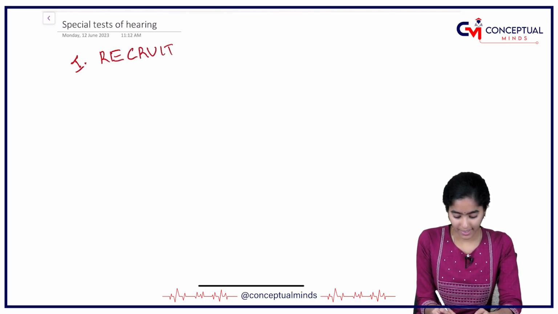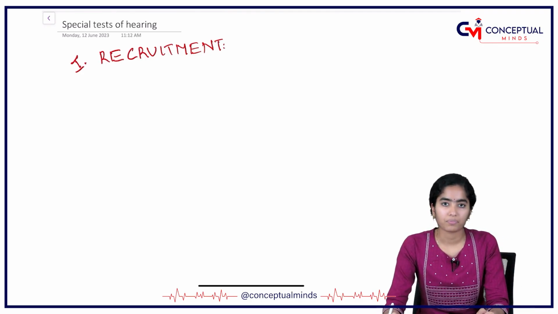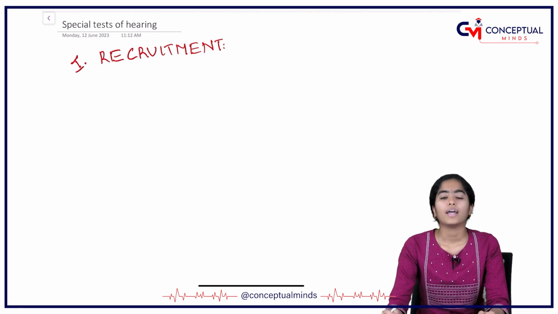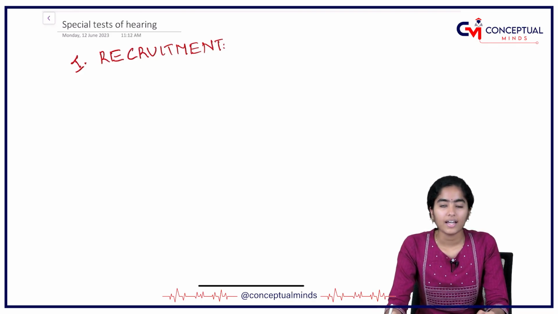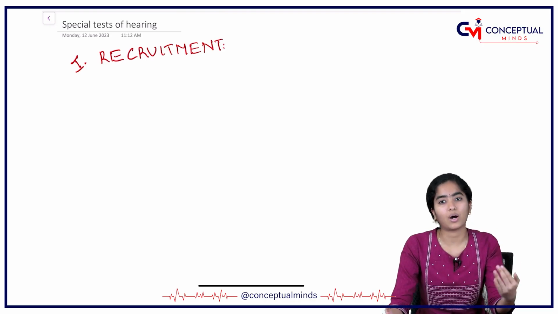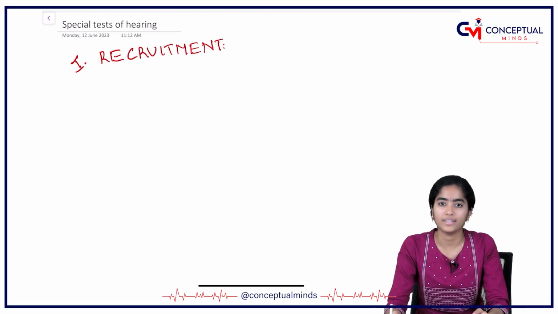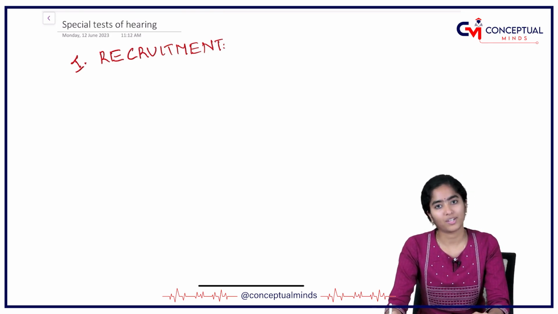Recruitment is not exactly the name of the test. It is a phenomenon that is observed in a particular type of hearing loss. In recruitment, there is an abnormal growth of loudness. That is, the patient cannot hear low intensity sounds, but suddenly they begin to hear high intensity sounds as very high to intolerable levels of loudness. Now, a loud sound is heard even louder in the recruiting ear than the normal ear. So it becomes intolerable for the patient.